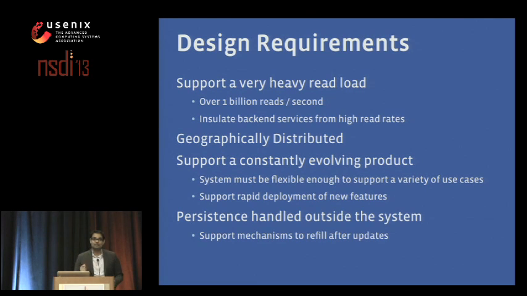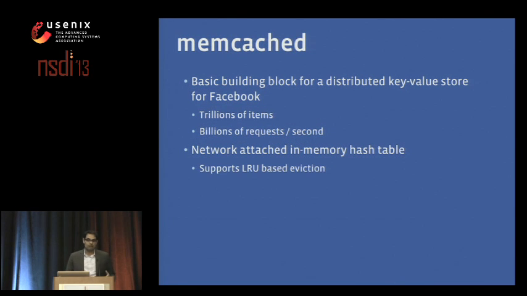Luckily for us, we do not handle persistence. We do not make persistence guarantees. We are a cache. We can evict things at different times, and we have mechanisms to support refill of our system. So our basic building block for a distributed key value store is based on Memcached, which you've heard a lot about, so I don't need to go into it. It's just a network attached in-memory hash table. A lot of the concepts here actually apply to any kind of piece that you put in there, but we use Memcached. The concepts aren't limited to Memcached itself.